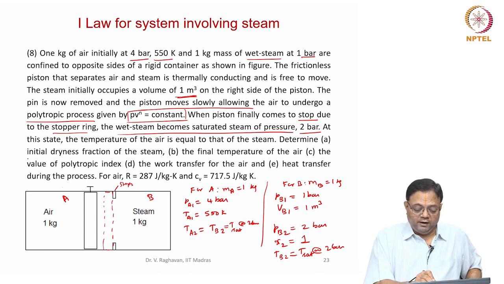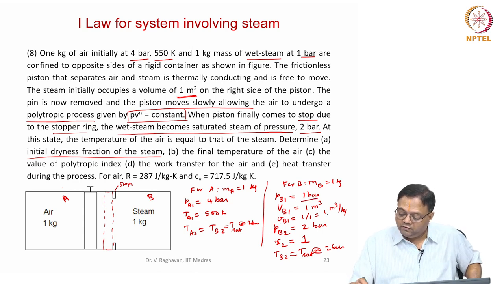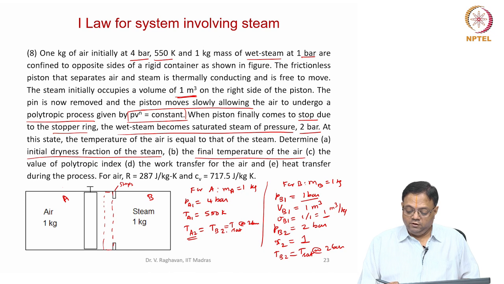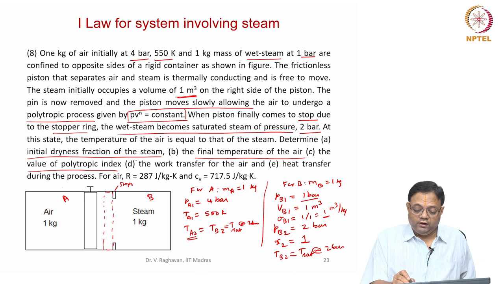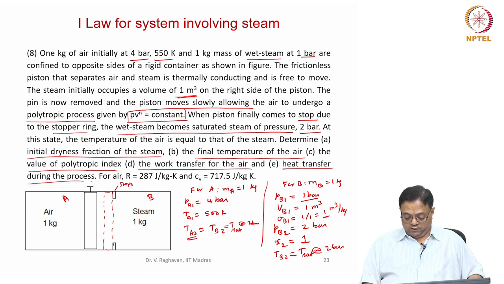So, determine the initial dryness fraction of the steam. Given these three, from this I can calculate VB1 as 1 by 1 equal to 1 meter cube per kg. The state is fixed at 1 bar pressure and specific volume 1 meter cube per kg, and from that I can fix it. So, first, the initial dryness fraction. Second, the final temperature of air, which is already found: it will be equal to Tsat at 2 bar. Third is the value of the polytropic index, PV^n equal to constant, what is the value of n? Then the work transfer for the air, and then the heat transfer during the process. These are the things asked.